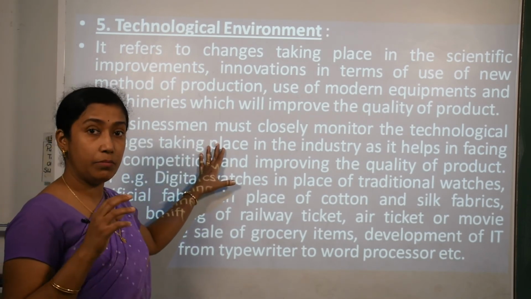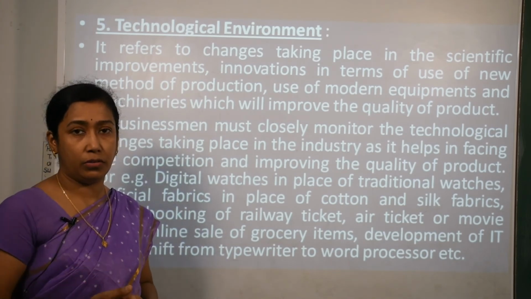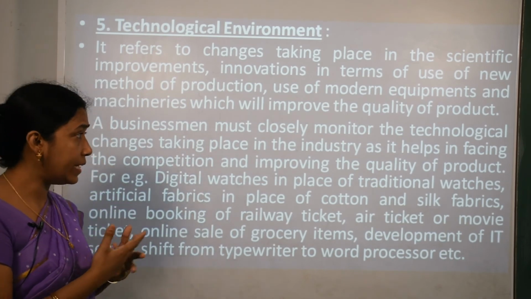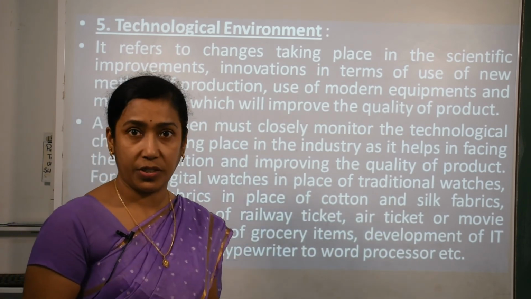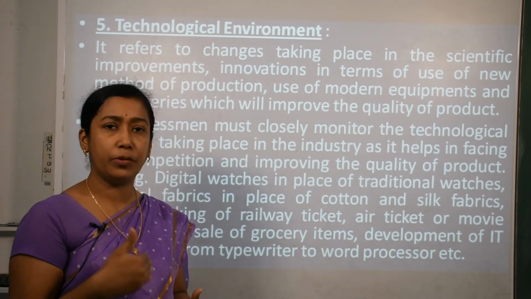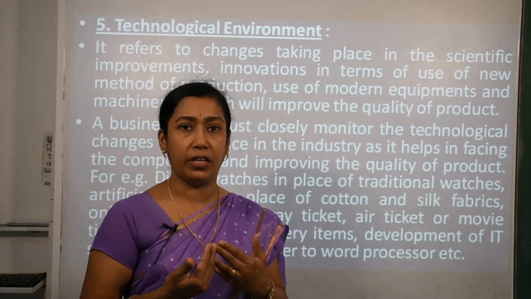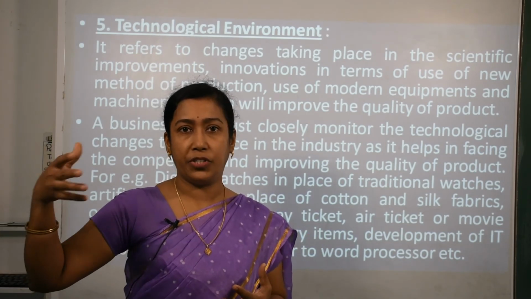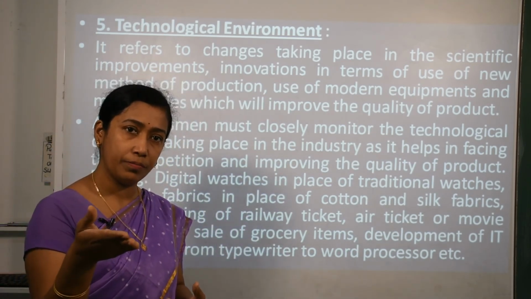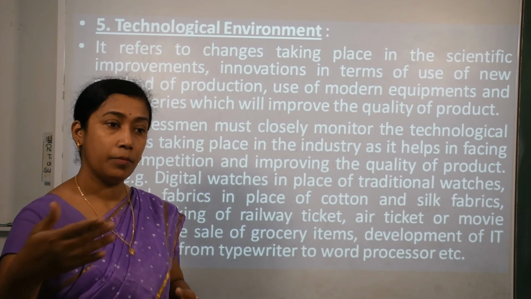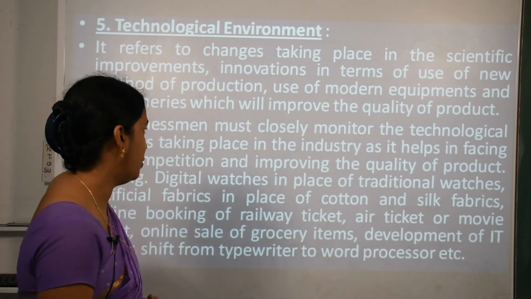So a businessman must closely monitor the technological changes which are taking place in the industries. As a wise businessman or entrepreneur, he must monitor whatever technological changes are taking place in the industries and in the market, and accordingly adapt to those changes. Like if there is a new machinery for producing certain goods, he must purchase that machinery and use it to produce those goods. Then the quality of the goods will be improved, it will be more demanded by customers in the market, his supply and sales will increase, and it will bring maximum profit to him.